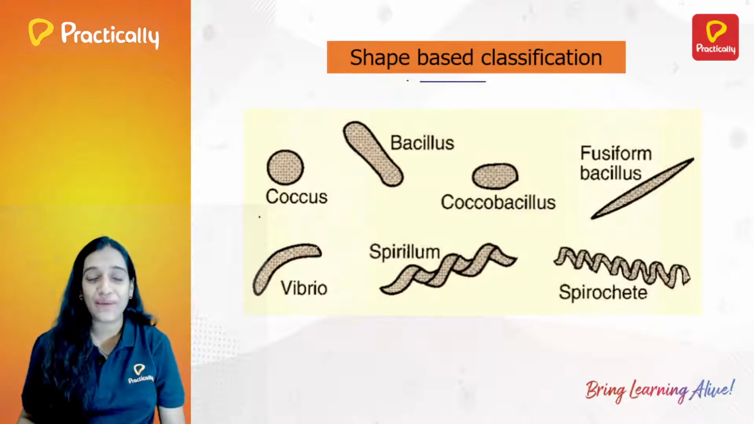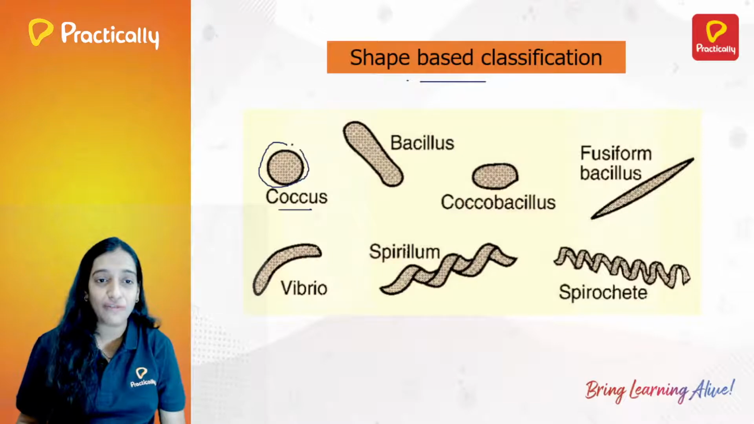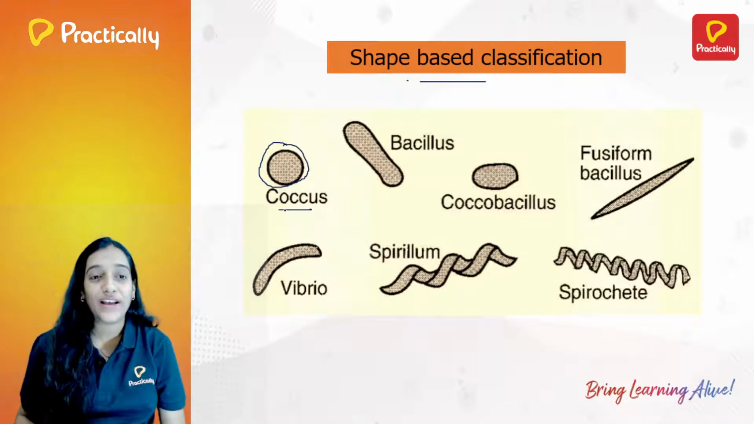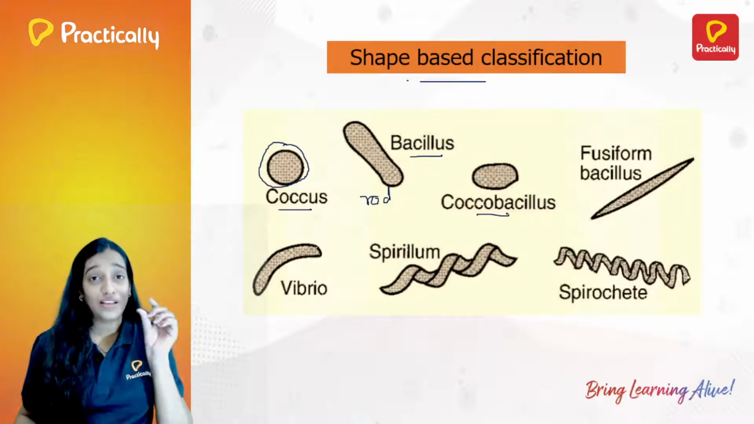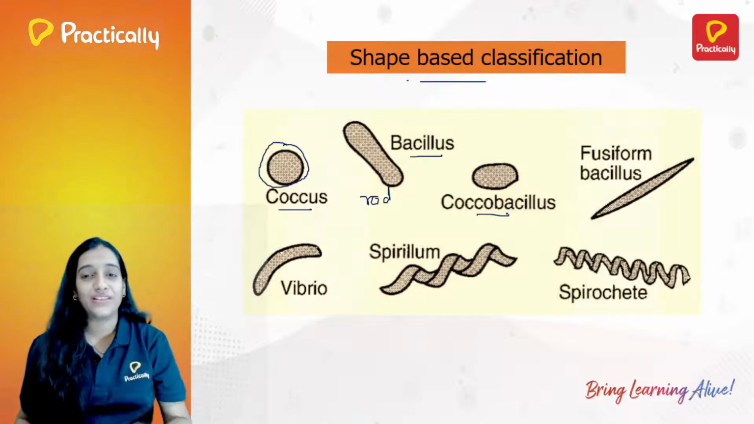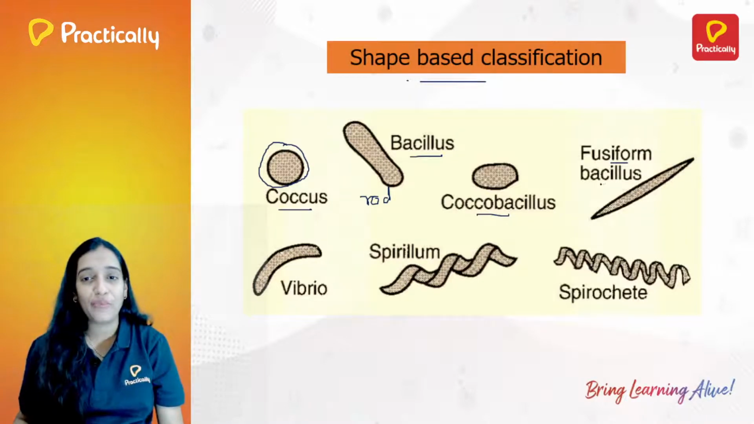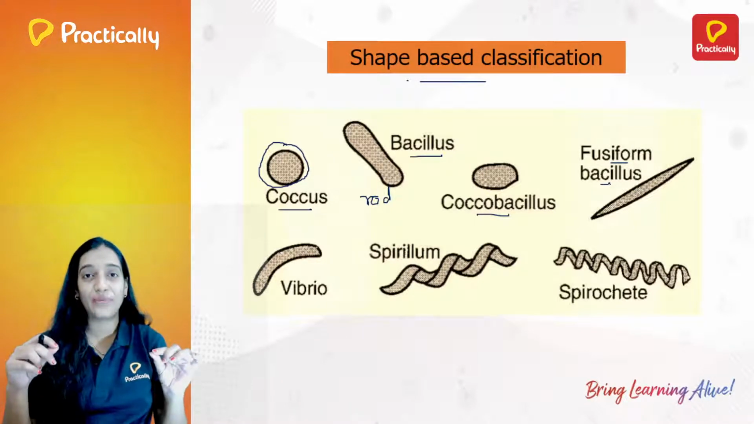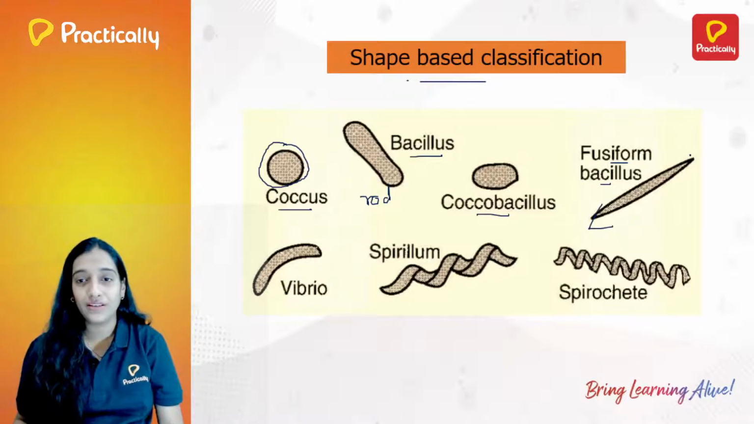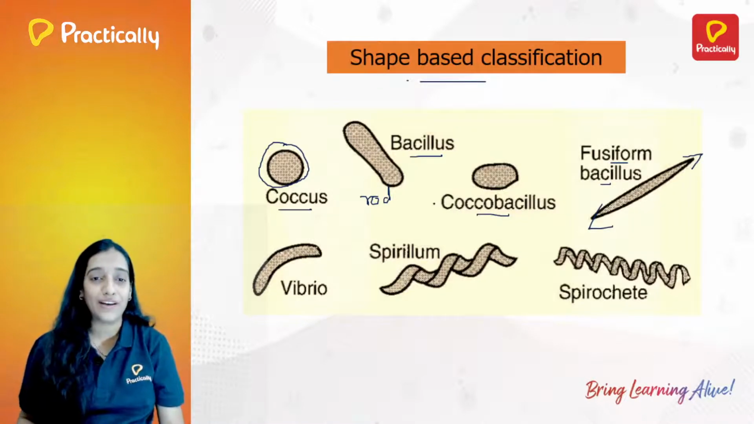So based on the shape, we can categorize as coccus. The round shape of bacteria, which is found in some of the bacteria, is known as coccus. Coccus is a big family. Then we have rod shape. Rod shaped bacteria are known as bacillus. Whereas the combination of round plus a rod is known as coccobacillus. It is a small rod but a little round in shape. Then we have fusiform bacillus, which has an elongated shape and tapering ends.